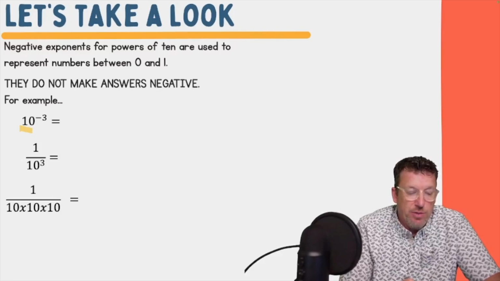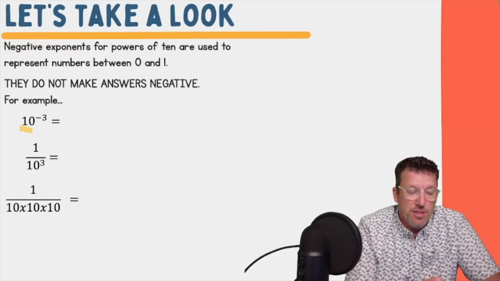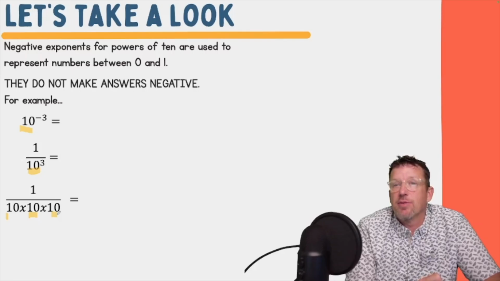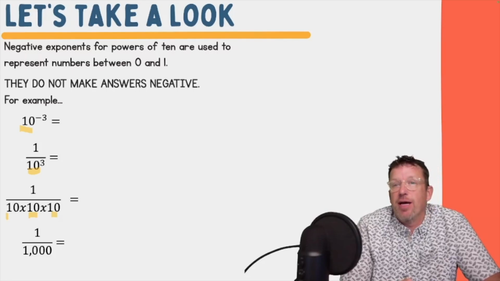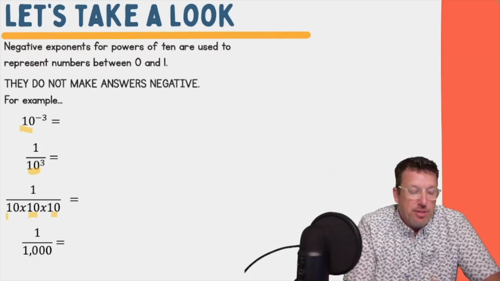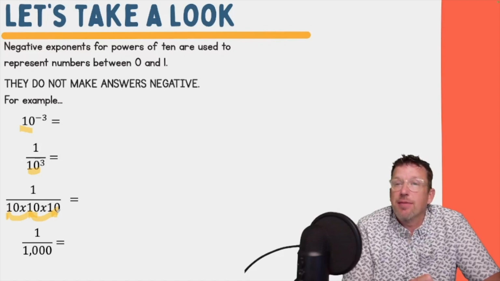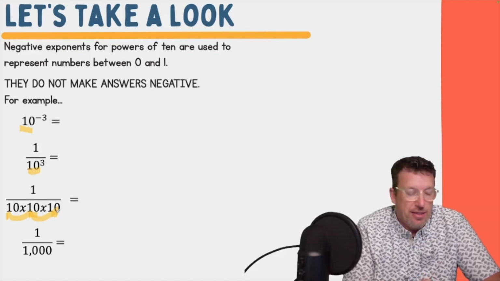Well, it means we take 1. 1 stays by itself because we're not taking it to the third, but we're taking this 10 on the bottom of our fraction and using it 3 times because that's what the exponent told us to do. So the next step would be we multiply those bottoms together, or 10 times 10 times 10. 10 times 10 is 100, times another 10 is 1,000, and we get that.